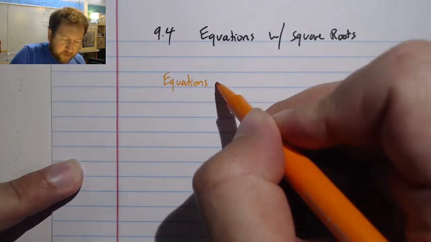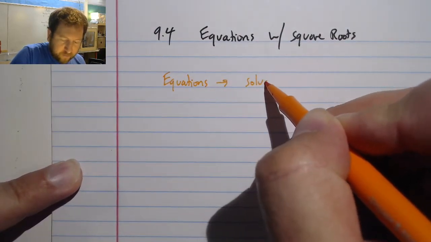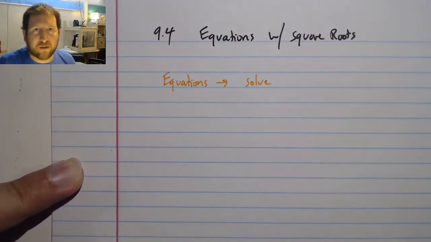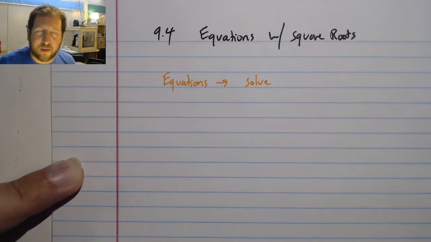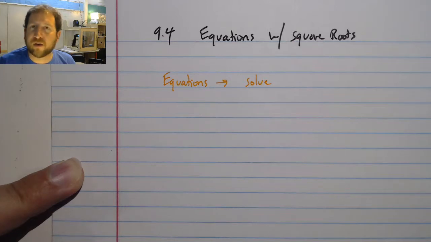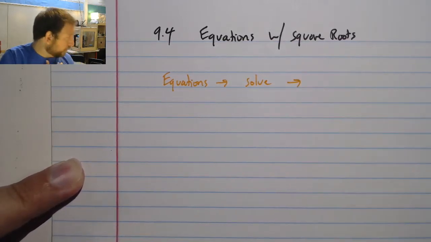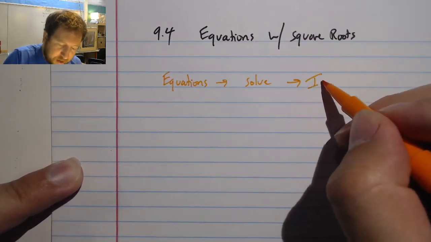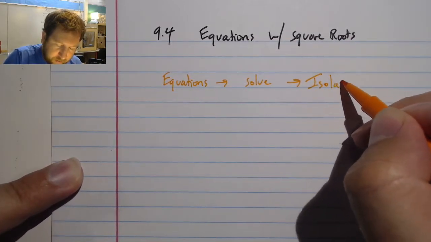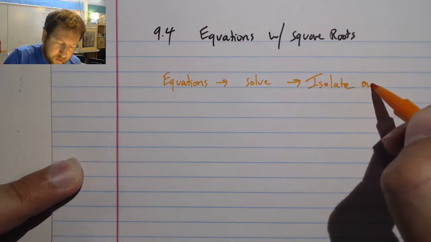And remember, we solve equations by using all of those rules that we remember, those multiplicative and additive inverses, and trying to get to variables. Our main goal is to isolate our variables.